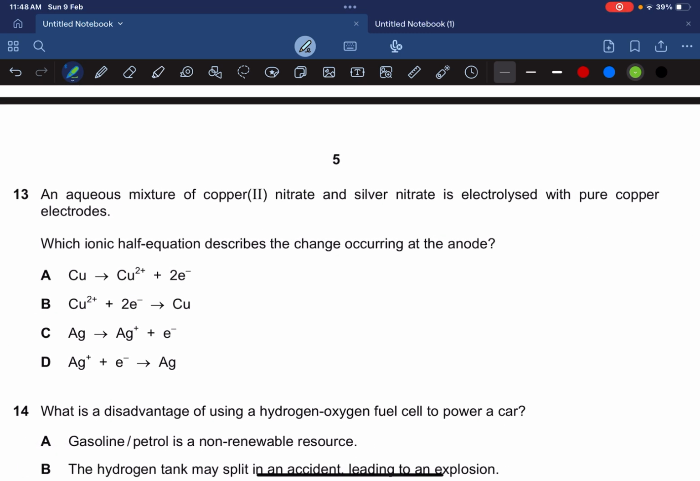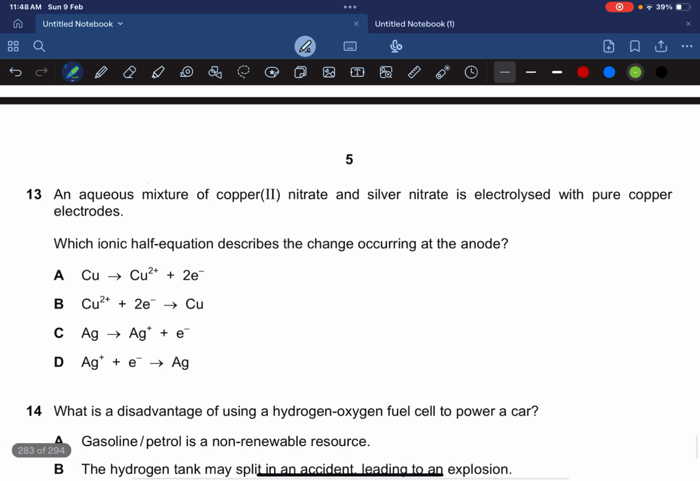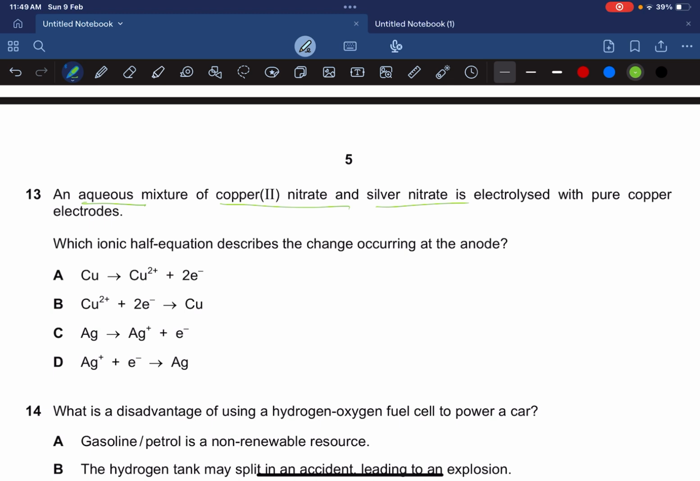and silver nitrate is electrolyzed. Okay, we have an aqueous mixture, which means we have water, with copper nitrate, we have silver nitrate with pure copper electrodes. Okay, which ionic half equation describes the change occurring at anode? So the problem is that we have copper electrodes. Okay, so what's going to happen is the purification of copper.